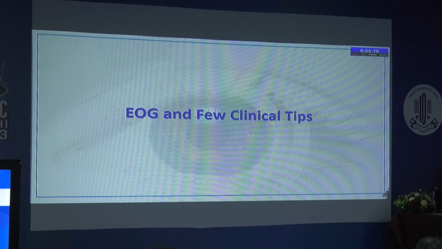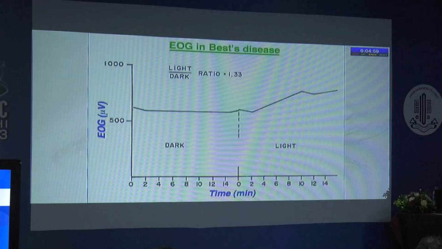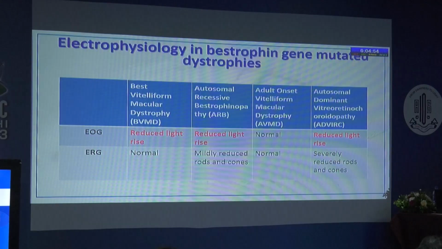Now I'm sharing a few clinical tips. The most common use of the EOG is to confirm vitelliform macular dystrophy, patients with Best disease and some patients with adult vitelliform dystrophy, where we have normal ERG but abnormal EOG. You can see here the LP by DT is 1.33.